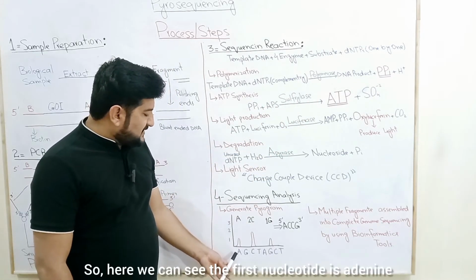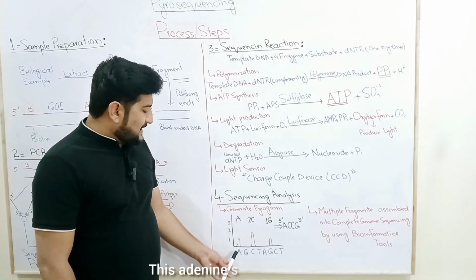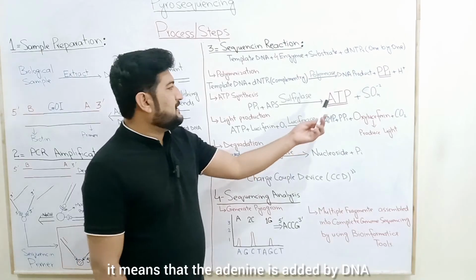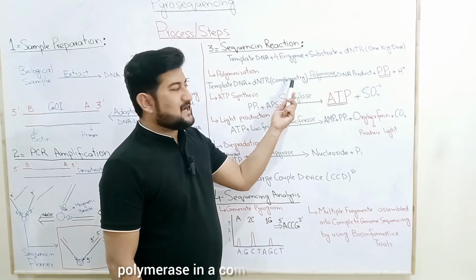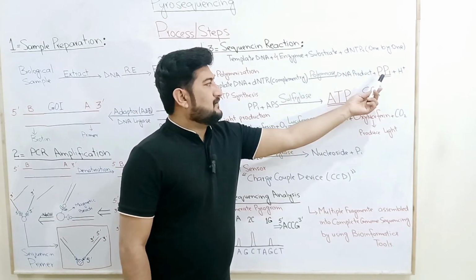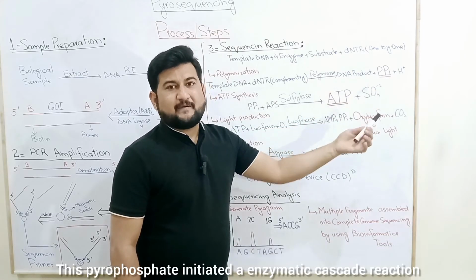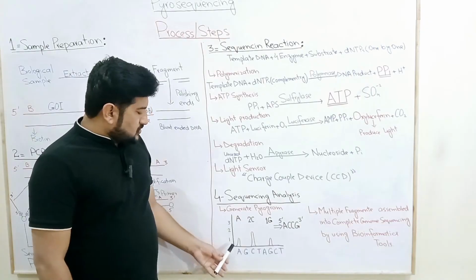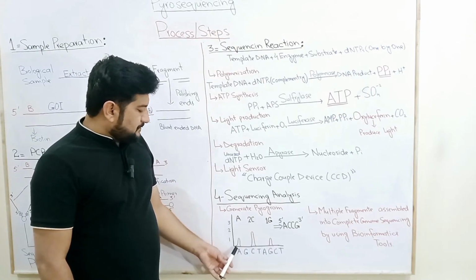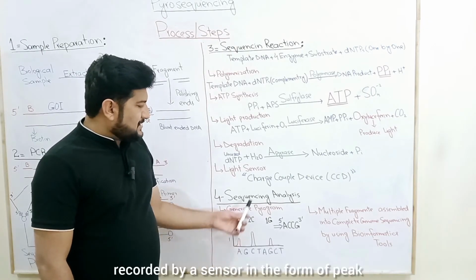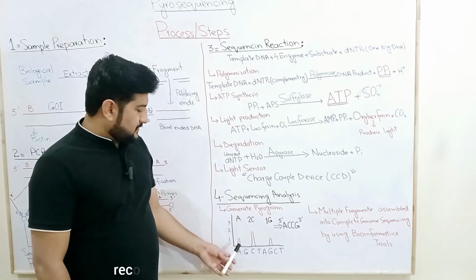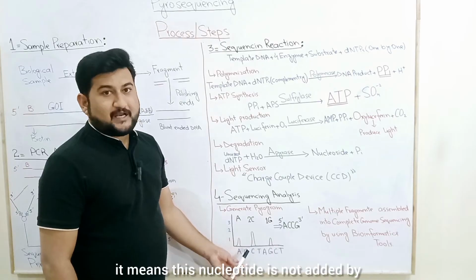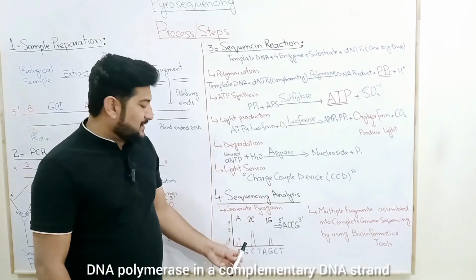So here we can see the first nucleotide is adenine. This adenine shows a peak, it means that the adenine is added by DNA polymerase in a complementary strand and then releases a pyrophosphate. This pyrophosphate initiates an enzymatic cascade reaction and then the light is produced. So this light is detected and recorded by a sensor in the form of a peak. The next nucleotide is guanine. If there is no peak, it means this nucleotide is not added by DNA polymerase in a complementary DNA strand.